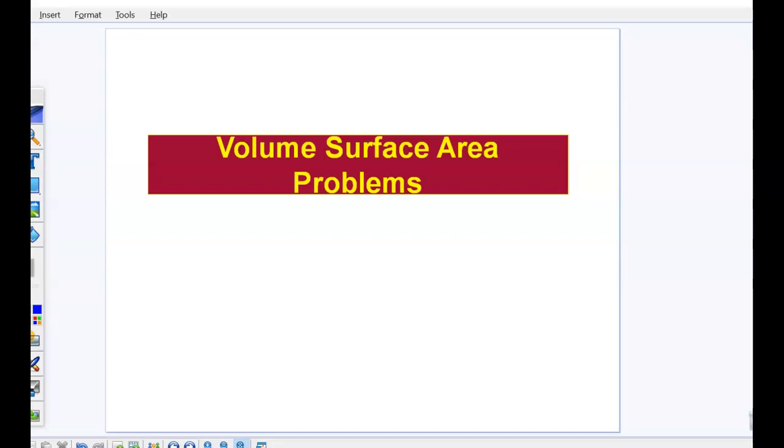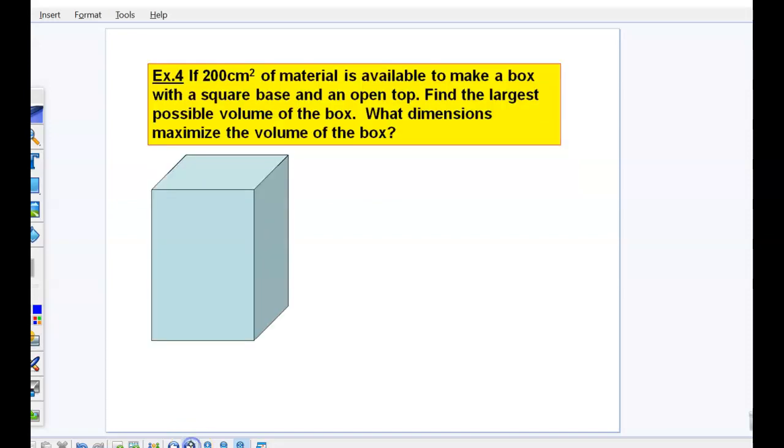Today we will continue with our optimization problems and we'll look at some surface area volume problems. So in this first example, we have 200 centimeters squared of material available to make a box with a square base and an open top. Find the largest possible volume of the box and what dimensions maximize the volume.